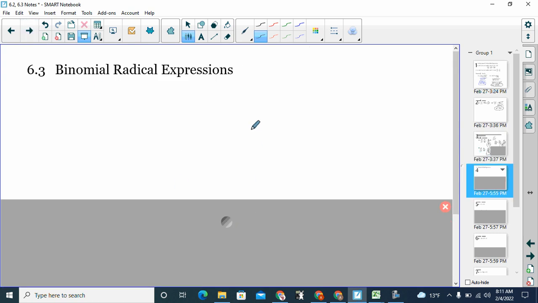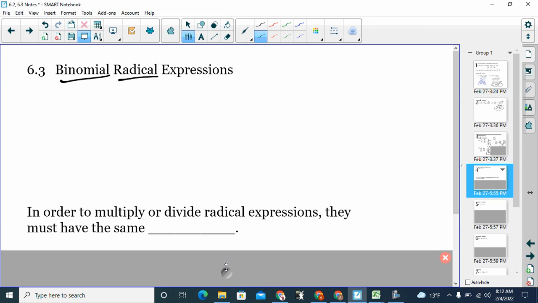6.3 is on binomial radical expressions. Binomial meaning two terms. Radical meaning it has a root in there, a square root or a cube root. We just multiplied and divided radical expressions. In order to do so, remember they need to have the same index. It's got to be a square root times a square root, or a cube root times a cube root, or a ninth root times a ninth root. If they don't have the same index, we can't simplify it in any way.